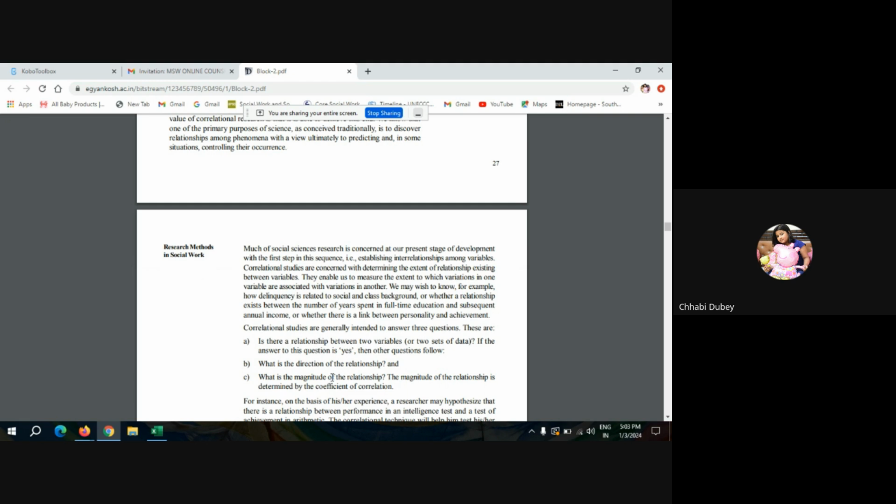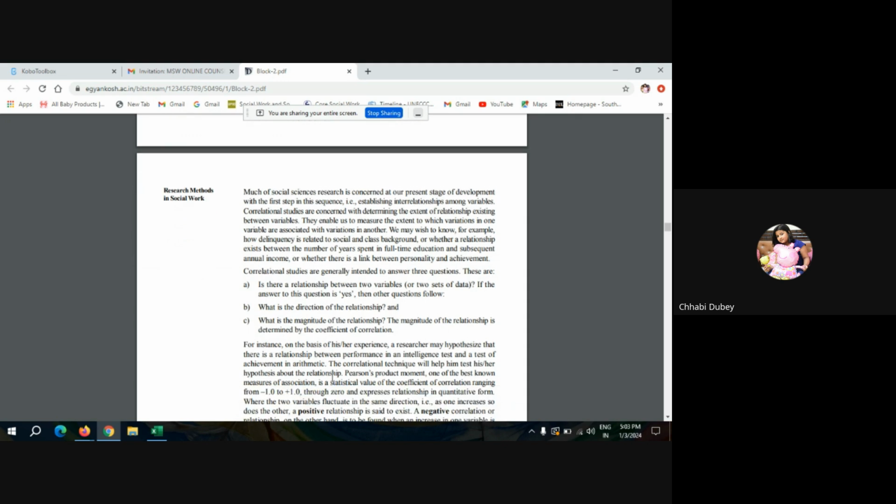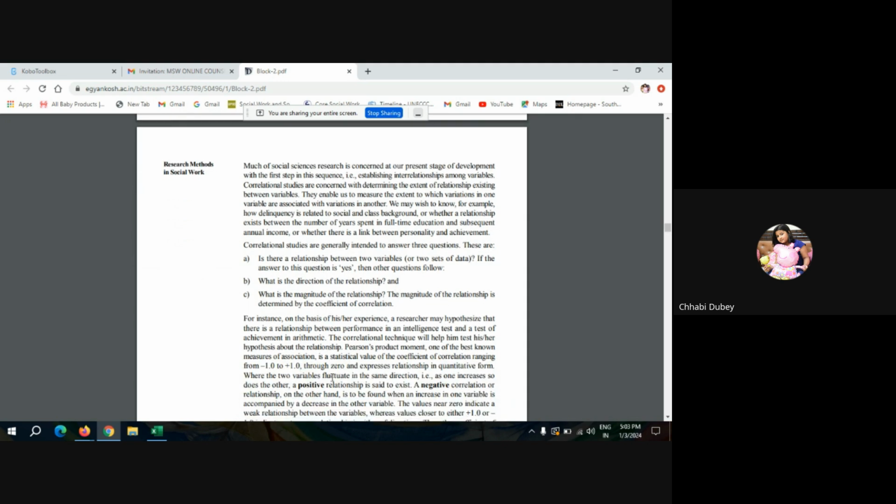The second question is the direction of the relationship. What is the direction of the relationship between the variables? And the third question is what is the magnitude of the relationship? Okay. And the magnitude of the relationship is determined by the coefficient of correlation. That is, the extent of relationship is measured by the coefficient of correlation. Now, this again is a statistical tool which is used to find out about the extent of relationship. So this is all about correlation.